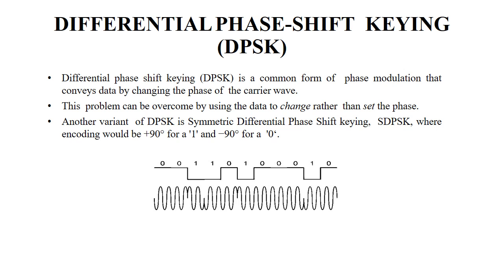This is a common form of phase modulation that conveys data by changing the phase of the carrier wave. This problem can be overcome by using the data to change, rather than set, the phase. Another variant of DPSK is symmetric differential phase shift keying, where the encoding would be plus 90 degrees for 1 and minus 90 degrees for 0.